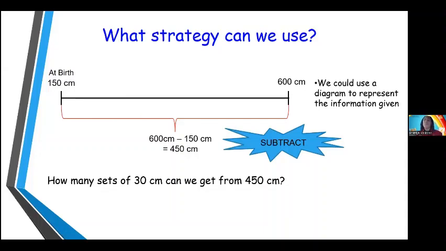And so you could ask yourself the question now, how many sets of 30 centimeters can we get from the 450? The reason for that is that the baby giraffe grows at a rate of 30 centimeters per day, which means each day. So how could we find this out? Can anybody tell me what we could do to find out how many sets of 30 centimeters we can get from 450 centimeters? Go right ahead and type it in the chat.